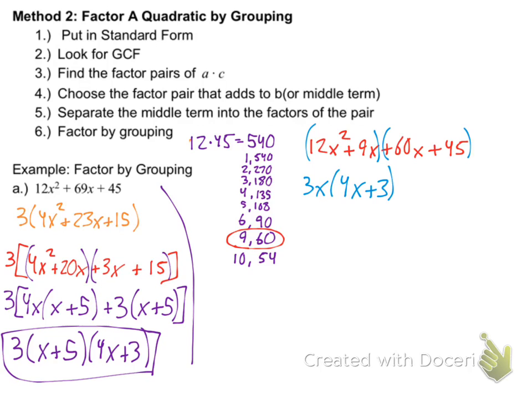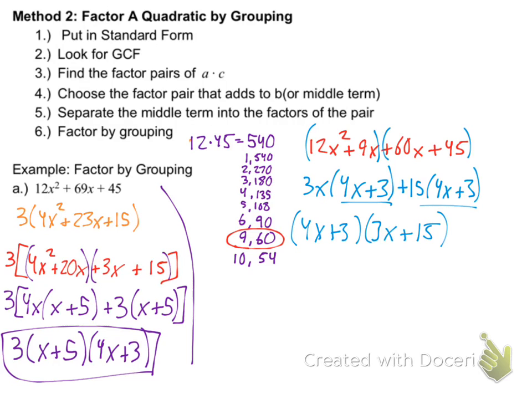3. What can I take out of the second group? More than 5. 60 needs to become a 4. So it's 15, a positive 15. So that becomes 4x plus 3. Hey, 4x plus 3 is common in both of them, right? So 4x plus 3 times 3x plus 15. We factored it. The question is, is it completely factored?